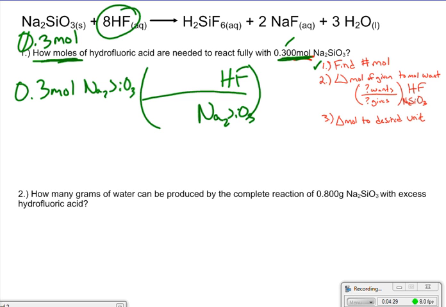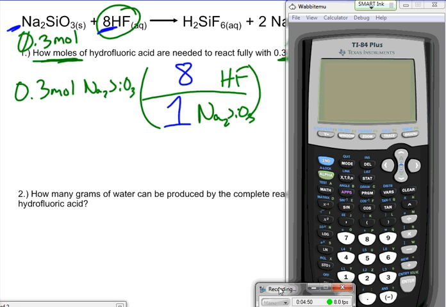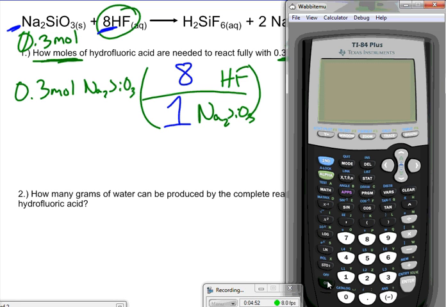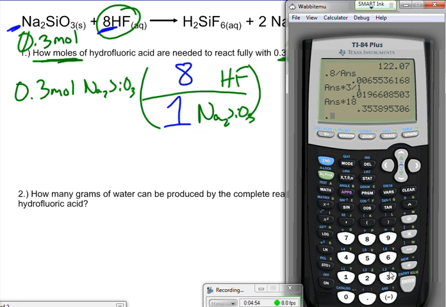Okay? We use the coefficients here. The mole to mole ratio is the coefficients of each one of these. So HF, number in front of HF is 8. Number in front of sodium silicate, there's no number. What does that mean? It means it's automatically a 1. So I pull up my calculator and I type in 0.3 times 8 divided by 1 and I get 2.4.